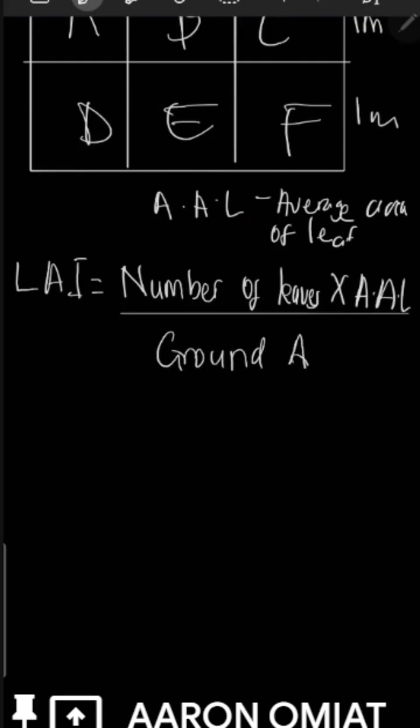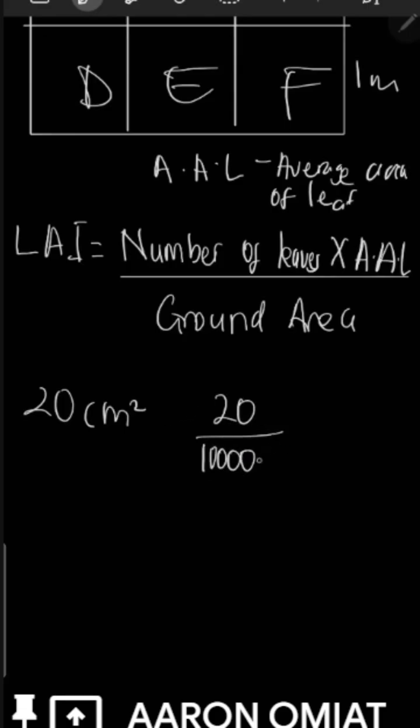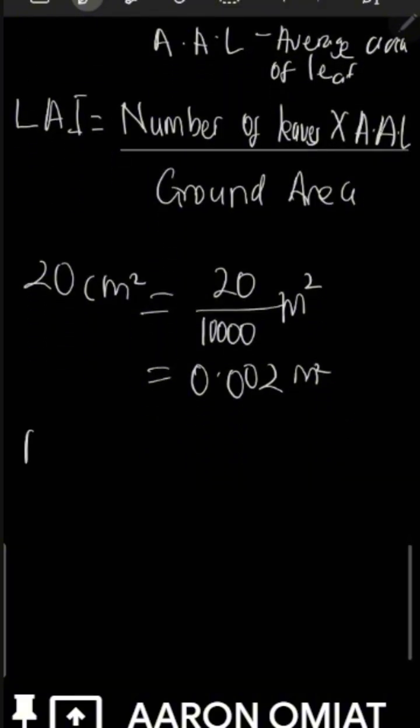So let's use an example of maize, and we know that on maize the leaves are slightly big. Maybe on average, each leaf is 20 centimeters squared. This is 20 over 10,000 meters squared, which is the same as 0.002 meters squared.